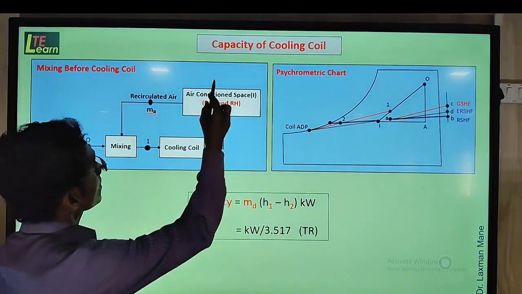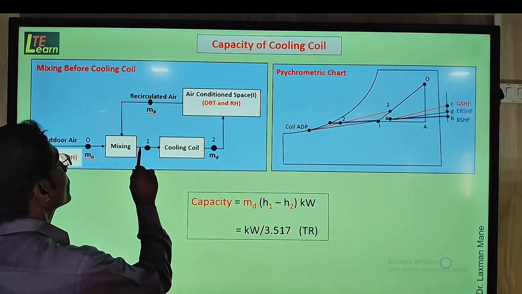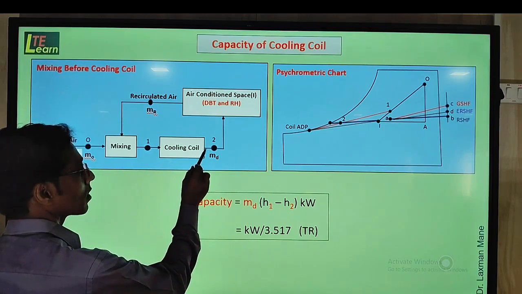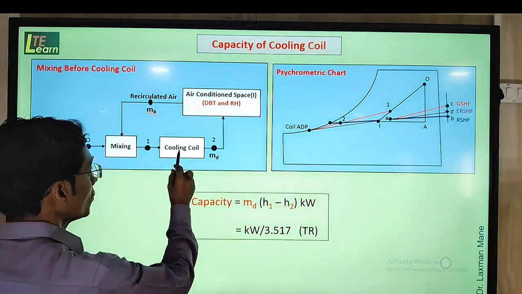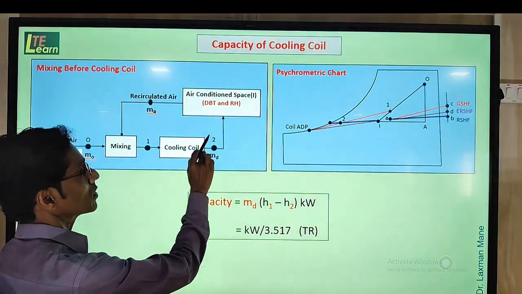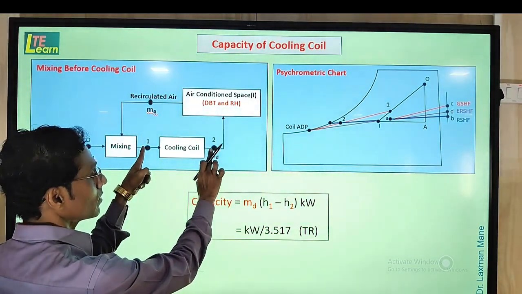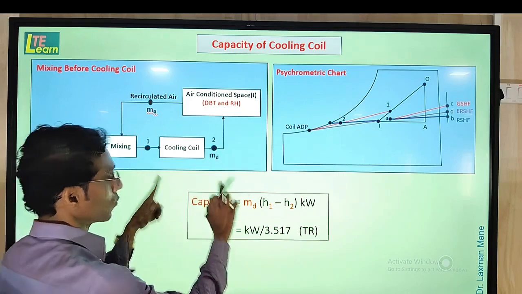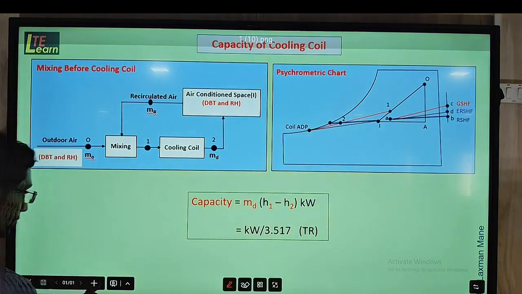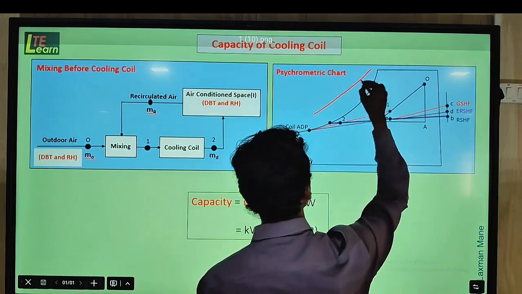So finally is the capacity of the cooling coil. This is a cooling coil. Across the cooling coil we find point number 1, that is the entering air condition, and point number 2, that is the leaving condition. So we use the formula for the capacity, that is the total air passing over this cooling coil, that is dehumidified air, m dot d, multiplied by the enthalpy difference between point number 1 and 2. So these two enthalpies we find on the psychrometric chart. This is an enthalpy scale.